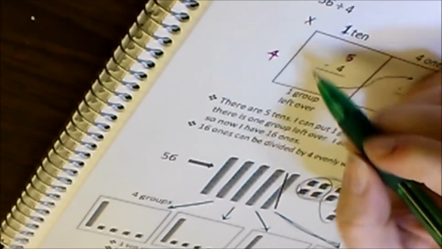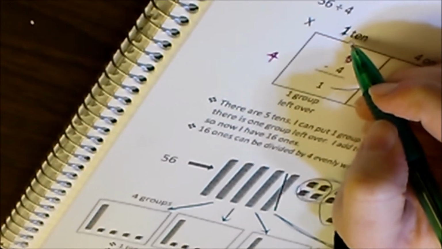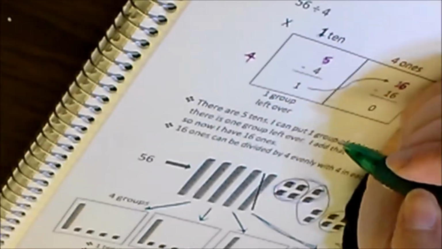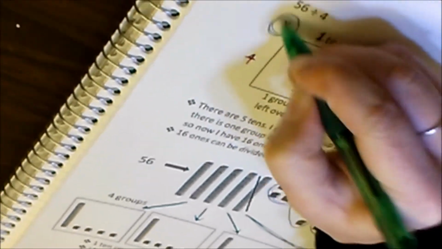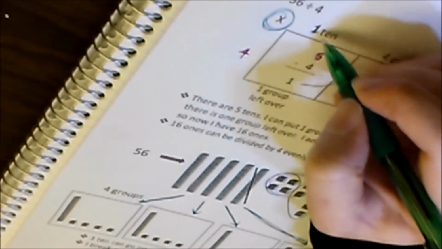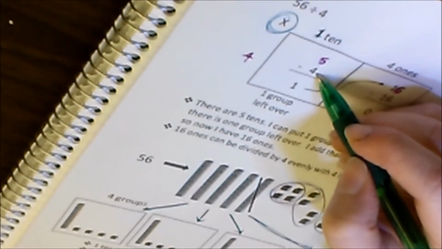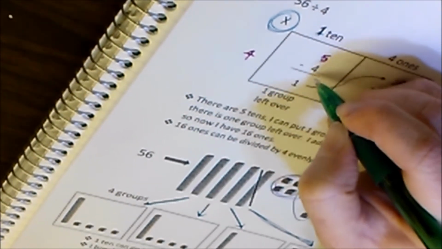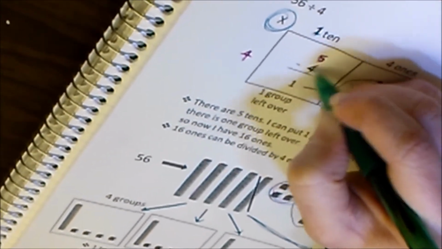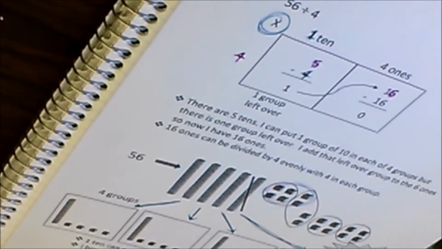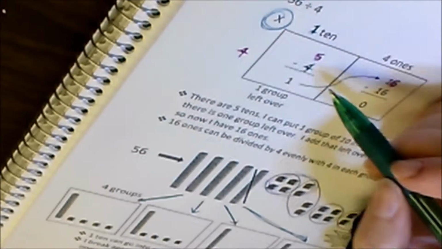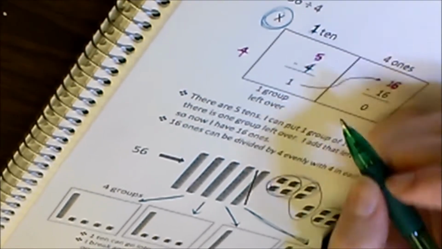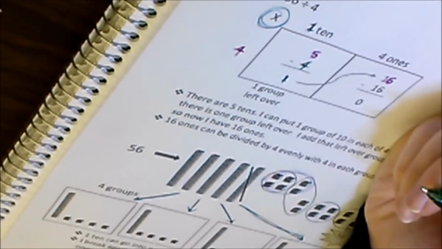So now, if you remember from last time, I have this 1 up here. What do I do? Multiply. You have to remember this multiplication sign. So you're going to multiply 1 times 4 is 4. You're going to put this 4 right underneath it, because that's how many you have down here in total. 1, 2, 3, 4. So 5 minus 4 equals 1, because I have 1 ten left over.